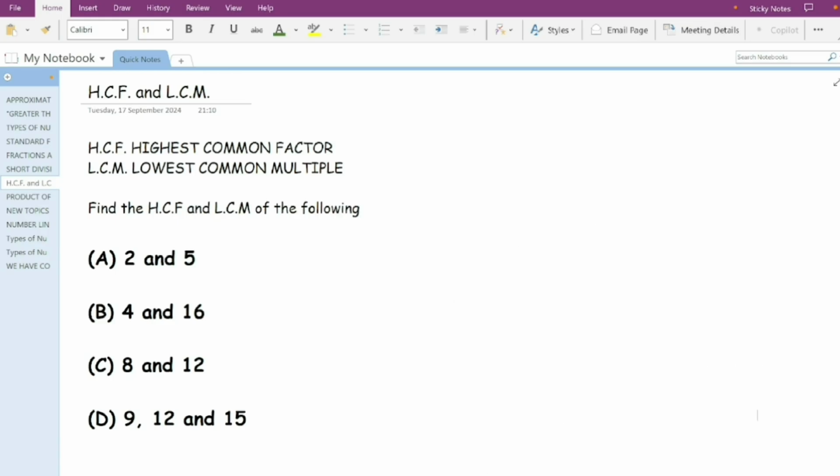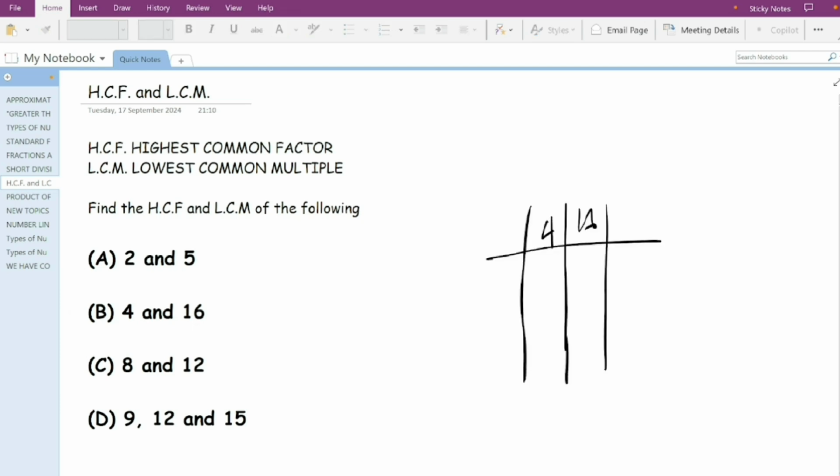Example 2. We take the LCM of 4 and 16. You have 4, we have 16. The first prime number that can go into at least one of them is 2. So 4 divided by 2 is 2, and 16 divided by 2 is 8. 2 can still go into at least one of them, so you take 2 again. 2 divided by 2 is 1, then 8 divided by 2 is 4.